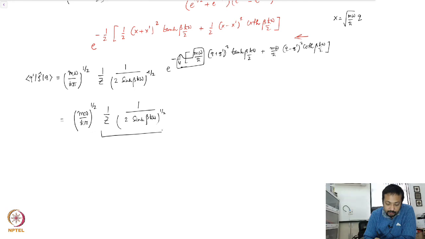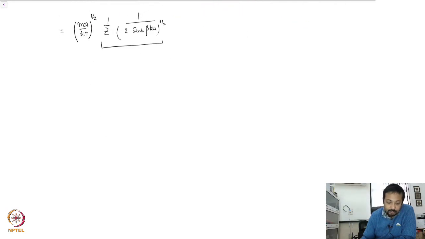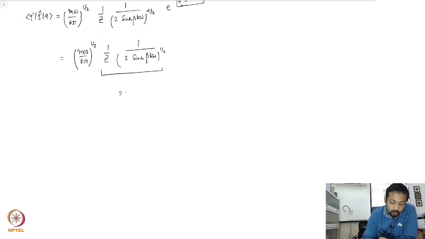If I just look at this term, this is going to be 2 sinh beta h bar omega. Since I know that z is 1 over 2 sinh beta h bar omega for the single particle, which we have already calculated, this becomes the square root of 2 sinh beta h bar omega, well, let's just say half.